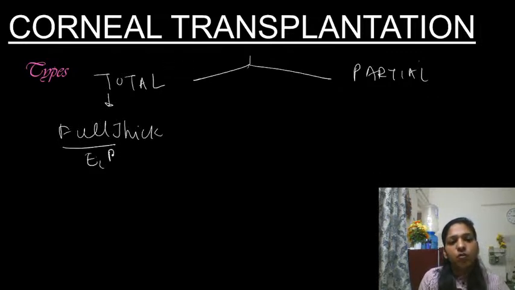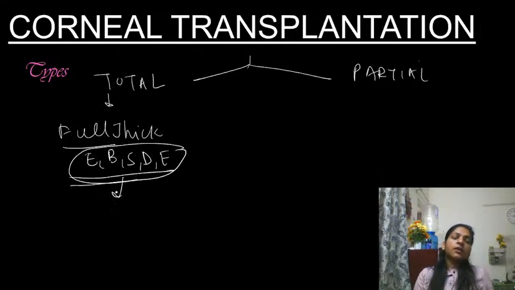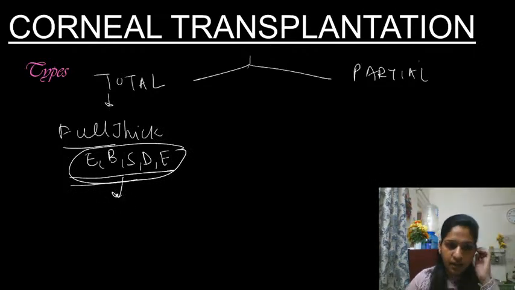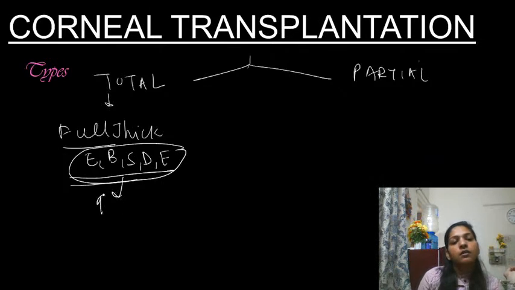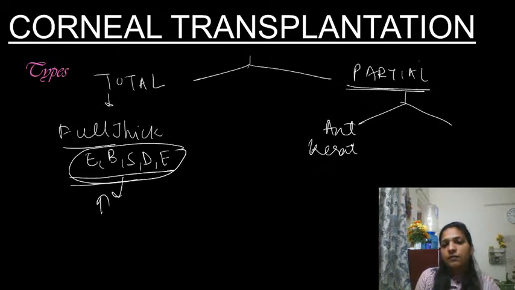Epithelium, Bowman's, stroma, Descemet's and endothelium, all the 5 layers of the host are replaced by the donor cornea. But in partial thickness, only some part of the cornea of the host is replaced by the donor cornea, not the full thickness. Okay.